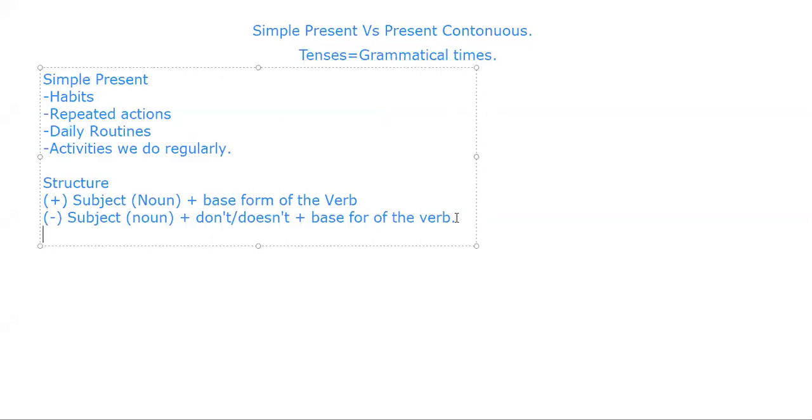Now we got questions. But we have two types of questions. We have yes, no questions. Yes or no questions. What is the grammar? Do, does, subject, verb. Again, base form of the verb, but I'm going to simplify it like that because I need a space, okay?